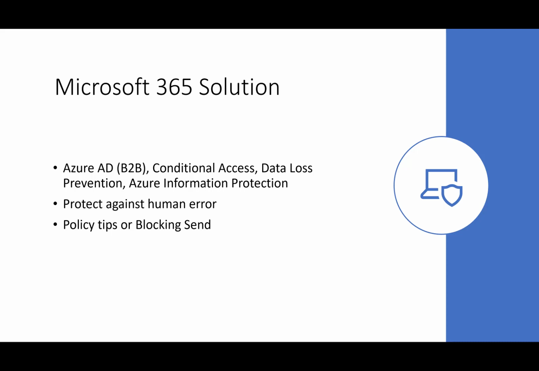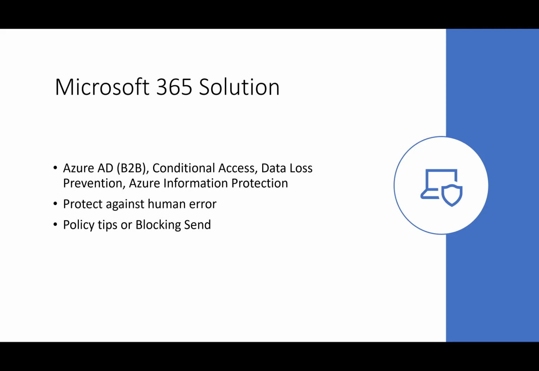Data loss prevention policies would prevent human error. Again, if somebody is sending out personally identifiable information and they haven't encrypted the document, that is a good use case, or they don't realize they're sending it to an external domain up at the top of the screen, or they don't know that there's actually credit card information in this Word document that they're exposing the company to. So this is great because it can, again, force policy tips or block the send completely.